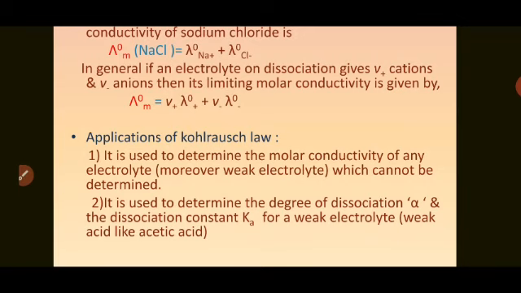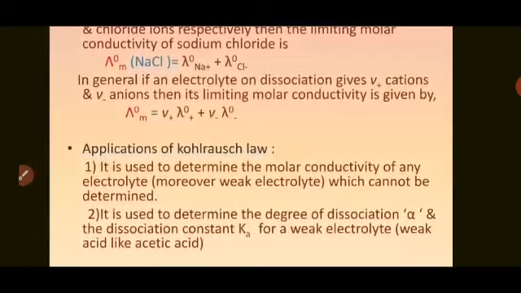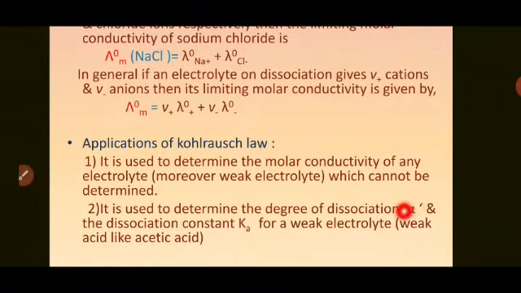So how can Kohlrausch law be applied and where is it applicable? It is used to determine the molar conductivity of any electrolyte, especially a weak electrolyte, which cannot be determined by any other method. Then it is used to determine the degree of dissociation, that is alpha, a term we studied last year, and the dissociation constant, that is Ka, for a weak electrolyte, especially a weak acid like acetic acid. So this we can determine by using the Kohlrausch law.